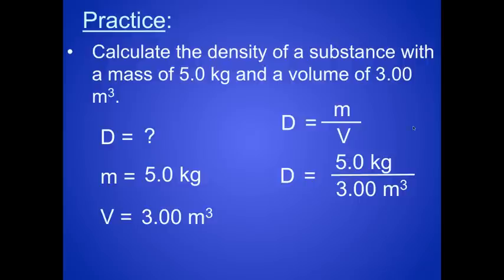Again, your units need to be dealt with using the same math, so kilograms divided by meters cubed, and then also looking at significant figures. This is 2 significant figures, this being the digit that's a guess. This is 3 significant figures, and this is the digit that's the guess. So your answer should have 2 significant figures: 1.7 kilograms per meter cubed.